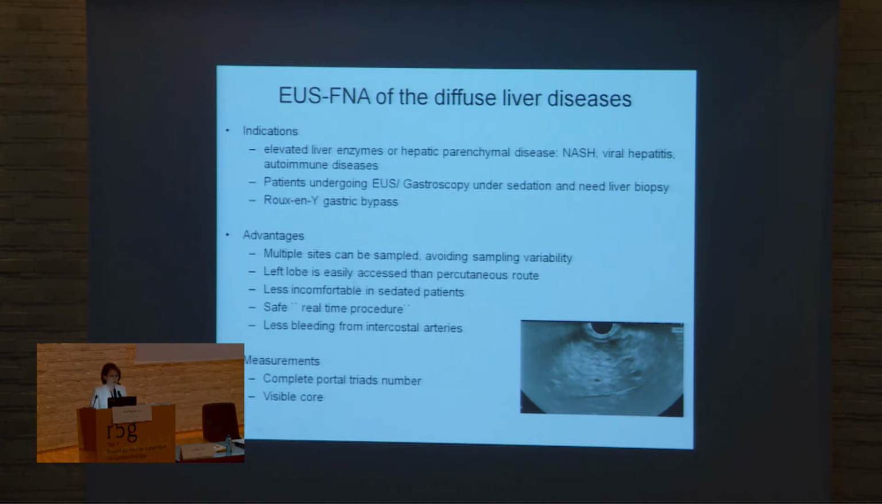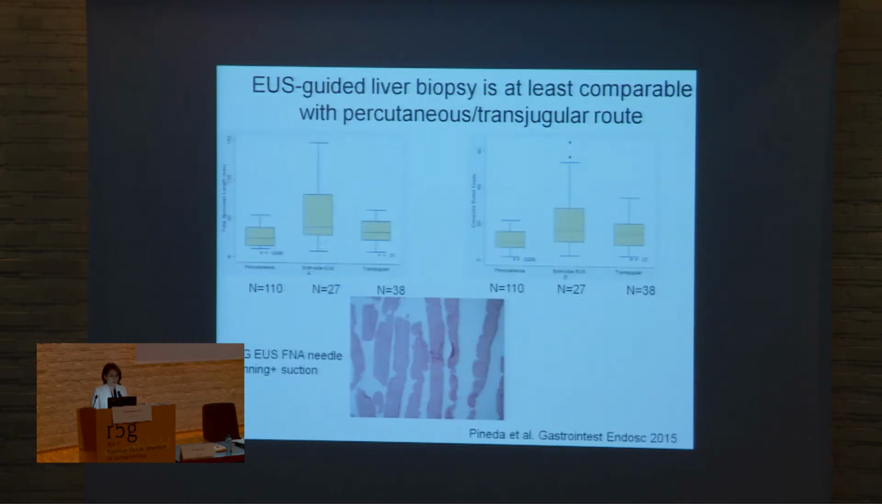And of course, the left lobe is very easy to access. It's not so uncomfortable for the patient. It's safe. And there are two measurements that we have to look for. The first is the complete portal triads number. The second is the visible core.